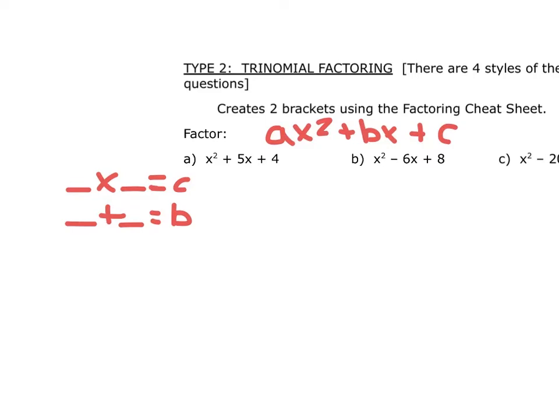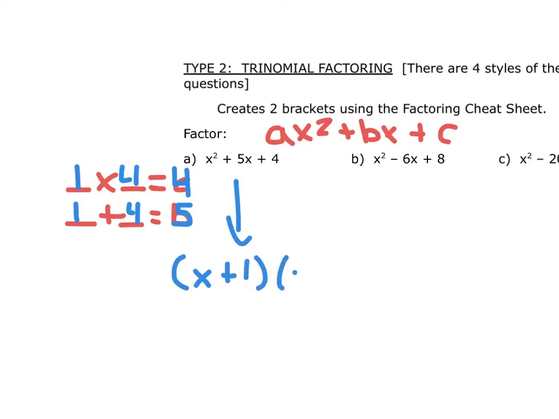So for example, in the first question, what is the c value of question A? It's 4. And then what is my b value? 5. Now what are the 2 numbers that multiply to 4 but add to 5? 1 and 4. Excellent job. So remember, this is simple trinomial where our final answer just looks like x plus 1 and x plus 4. All we did was plug in those values.